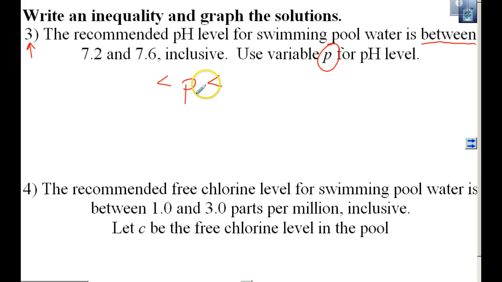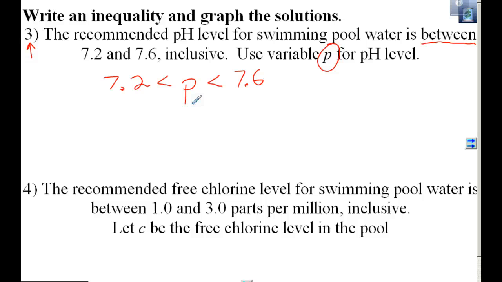Right, both are pointing left. 7.2 is smaller than 7.6, so 7.2 on the left, 7.6 on the right. Now the question is, should these be less than or equal to? And how do we know?